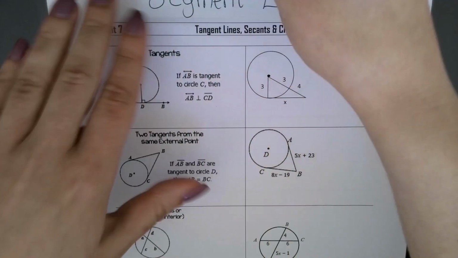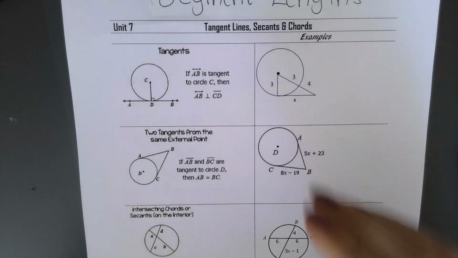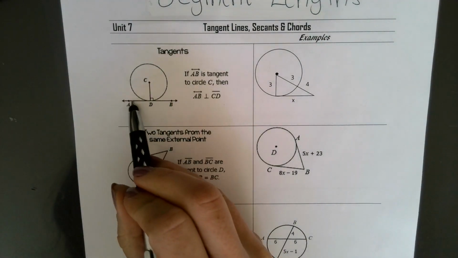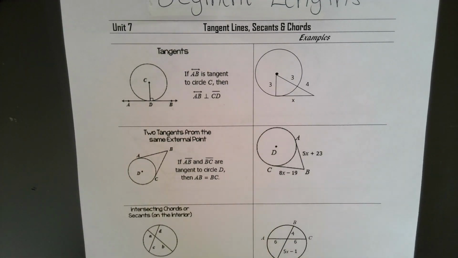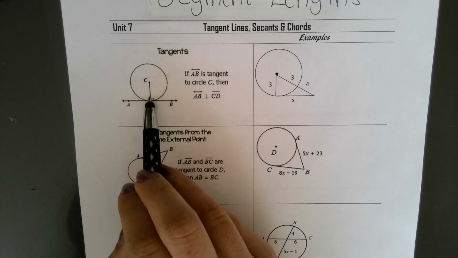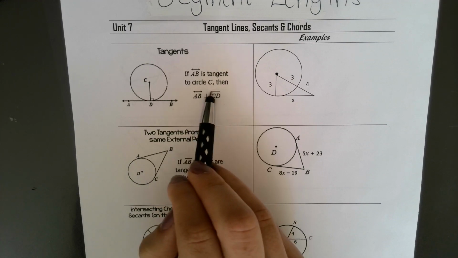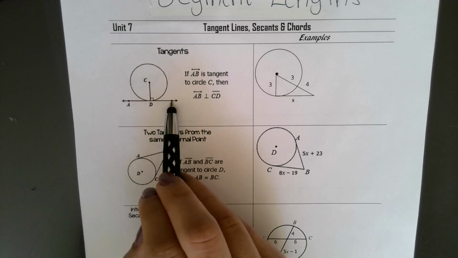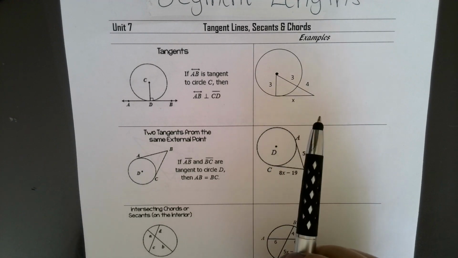So for the first one, it talks about tangents. It says if your line AB is tangent to circle C, meaning it'll just intersect your circle at one point, then line AB and CD are perpendicular. This line and this segment, actually not line, this segment, they're going to be perpendicular, meaning you have a right angle. So what kind of examples will you see with that? You're usually going to see triangles, okay? So right here, no pun intended, you'll see why.